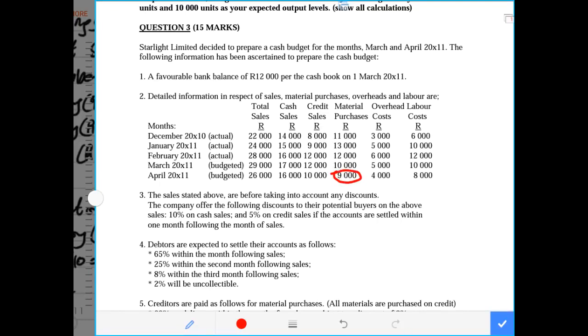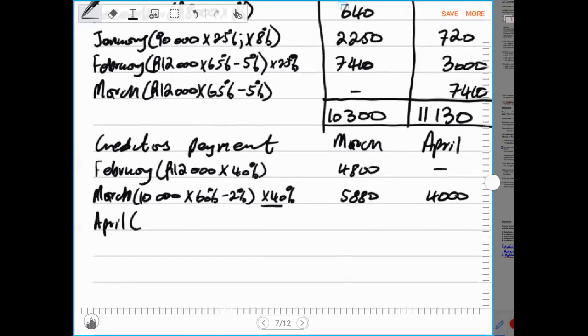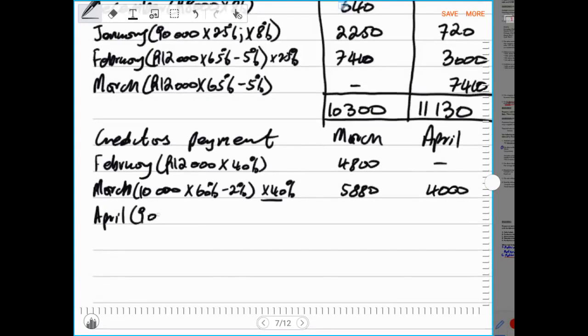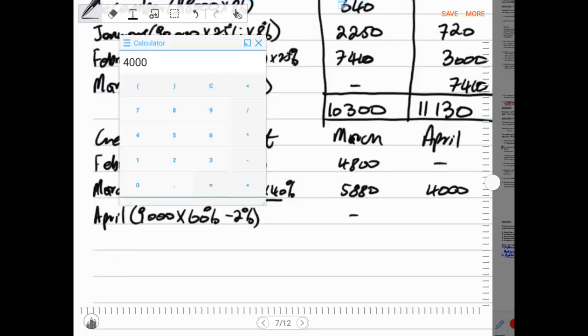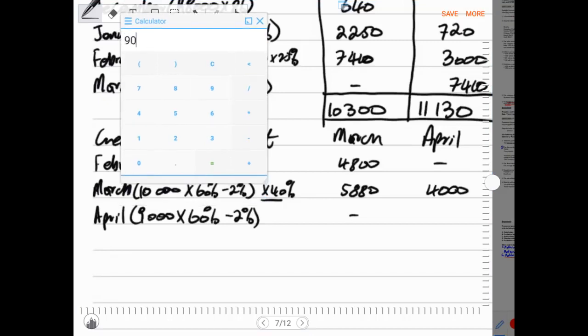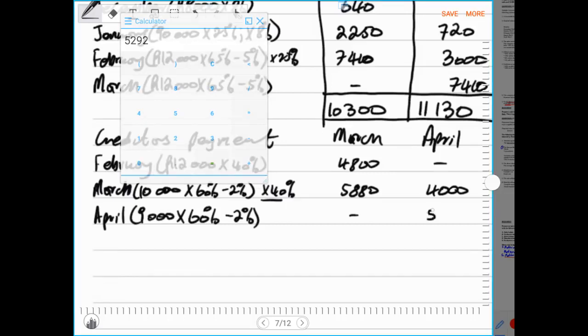Then the month of April, now we have 9,000 as our credit purchases. And we know that 9,000 will be multiplied by 60% and subtract 2%. That will be the collection for the month of April. So now we say in April, we have 9,000 of the sale that we made times by 60%. Then we say times that by 98% because we deduct 2%.